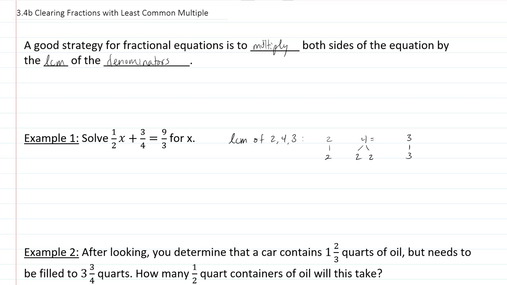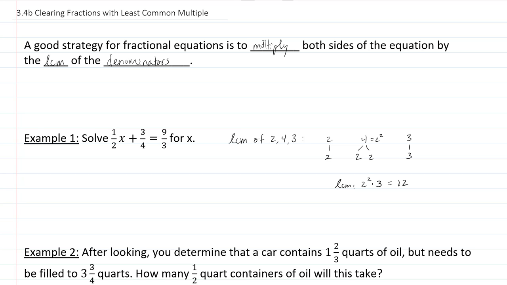So 4 equals 2 squared. What's the highest power of all of the 2's? 2 squared. And what's the highest power of the 3's? 3. So this is our LCM, 2 times 2 times 3, which ends up being 4 times 3, which is 12. So now we take this LCM of the denominators and we multiply both sides by 12.